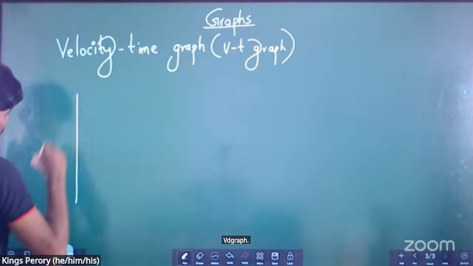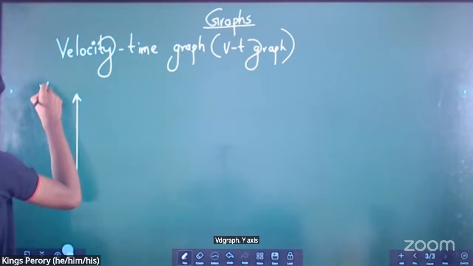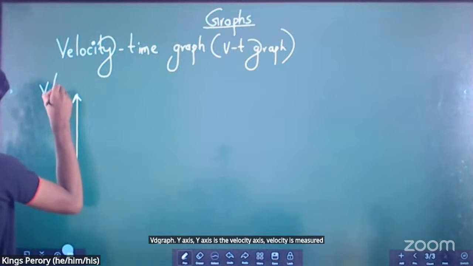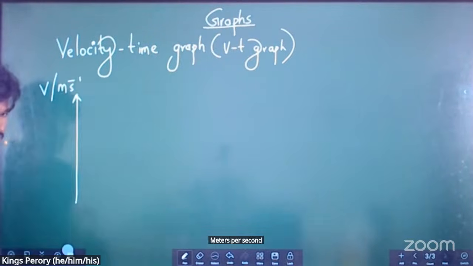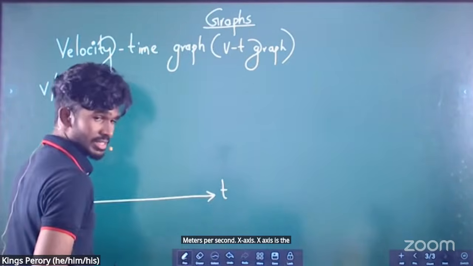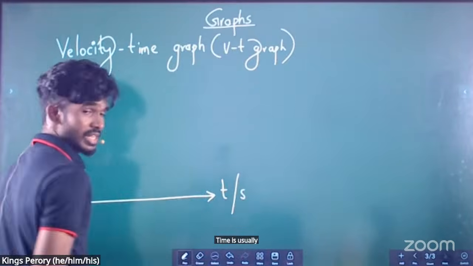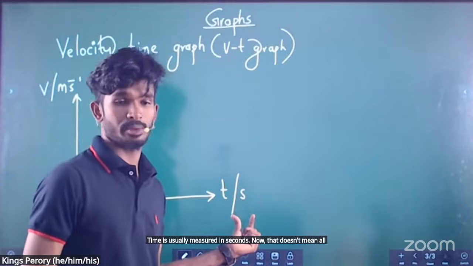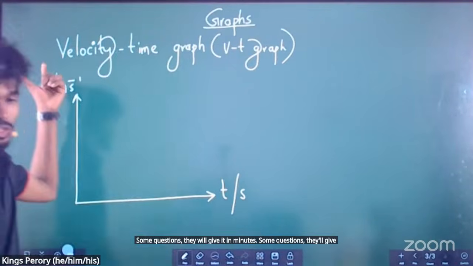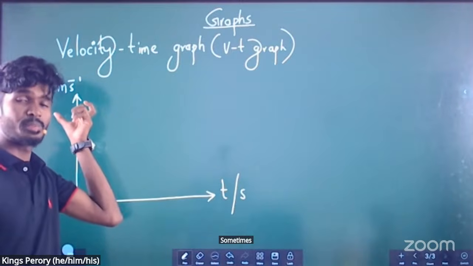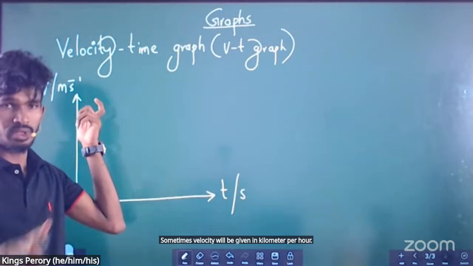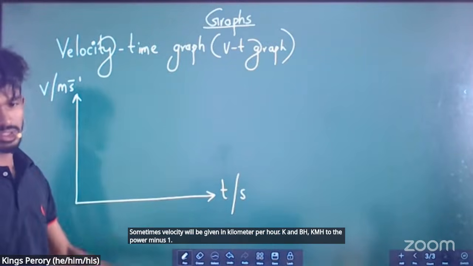There you go. Y-axis. Y-axis is the velocity axis. Velocity is measured in meters per second. X-axis. X-axis is the time axis. Time is usually measured in seconds. Now that doesn't mean all this should always come in seconds. Some questions they will give it in minutes. Some questions they will give it in hours. Here also, sometimes velocity will be given in kilometer per hour, kmph, km h to the power minus 1. That way also they can give. Right.